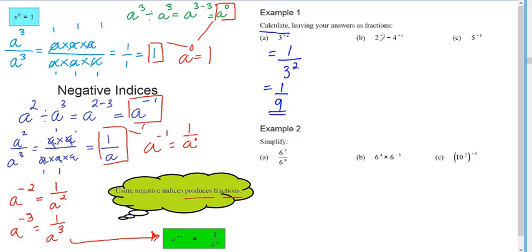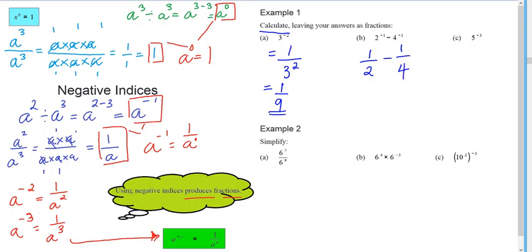Good. Now let's look at 2 to the negative 1 subtract 4 to the negative 1. This one might look a little complicated, but let's take it step by step. So what is 2 to the negative 1? That is really 1 over 2 to the 1, but I don't have to write that 1 there. We know it's there. And 4 to the negative 1 is really 1 over 4 to the 1, but I can do without writing that 1.